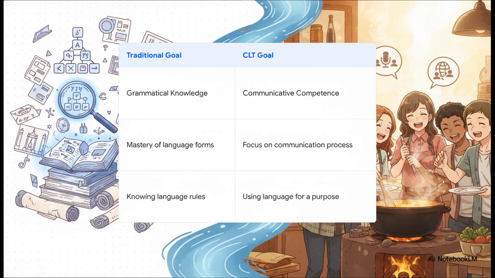Think about it this way. The old school approach was all about grammatical knowledge, right? Knowing the rules, the structures. That's kind of like memorizing a cookbook cover to cover. You know all the ingredients, all the steps. But can you actually cook? On the other hand, the CLT goal is all about that communicative competence. It's about getting in the kitchen and actually making a meal. It's about using the language to achieve a real purpose.